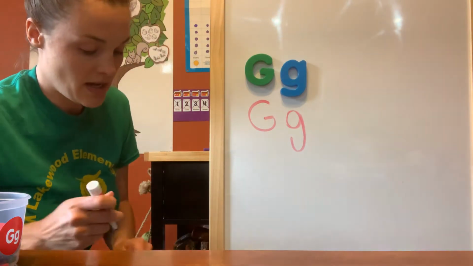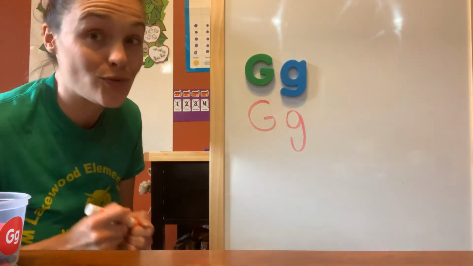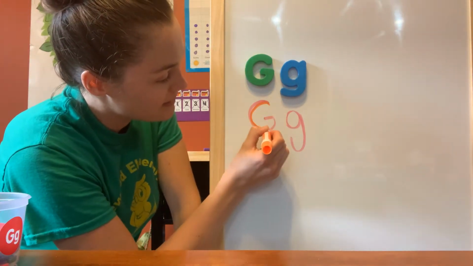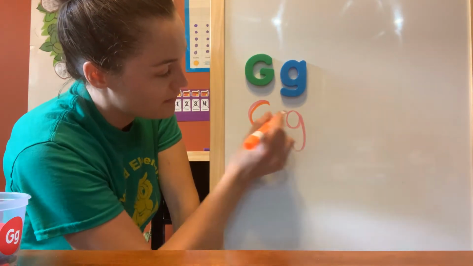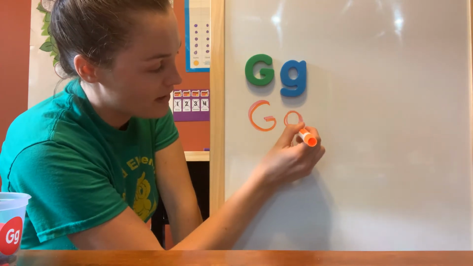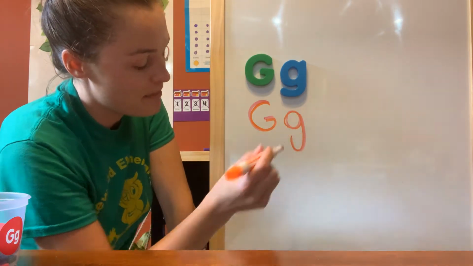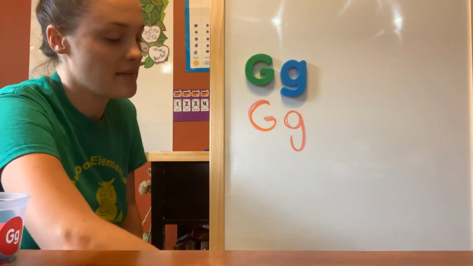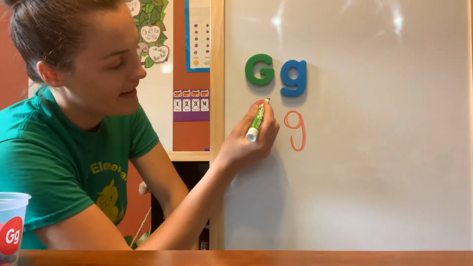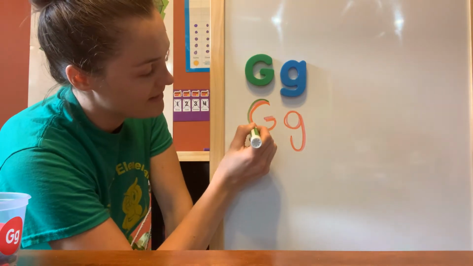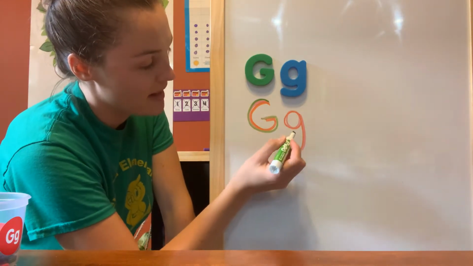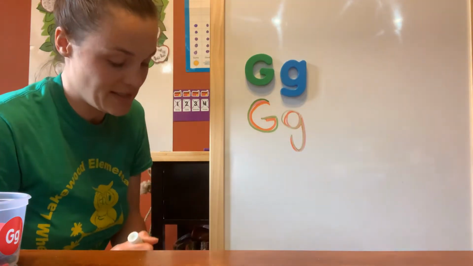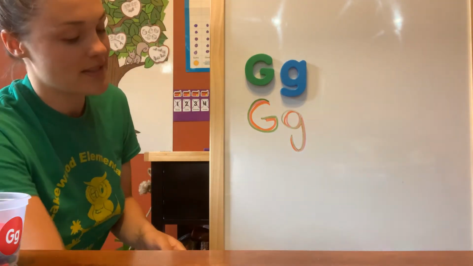All right, and then we'll try another color to rainbow write G. Around and stop, across for uppercase G, around and stop, down, hook up for lowercase g. Do three more times. Around and stop, across, uppercase. Around and close, down, hook up, lowercase g. Two more times.